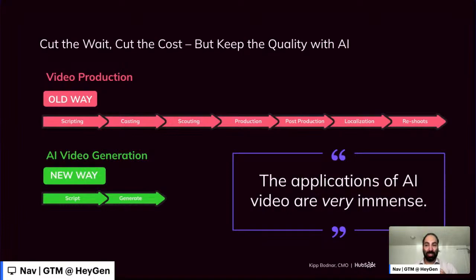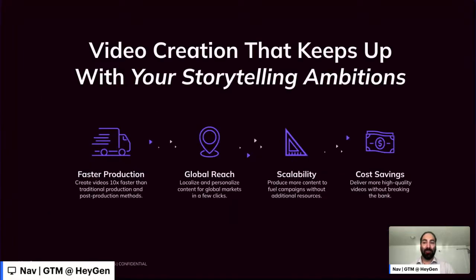So just to set the stage, what is HeyGen solving for? The old way of producing video content involved scripting, casting, scouting, production, post-production, and then localization and reshoots. Now with HeyGen, we're allowing you to go from a script to generating a video. So we're making the time to video creation much faster with our AI video generation platform.